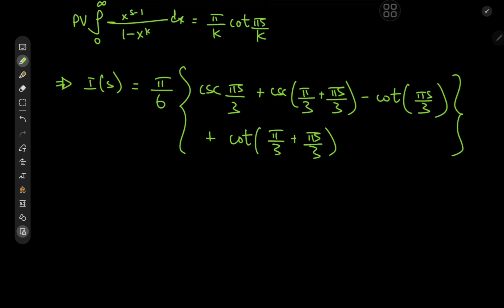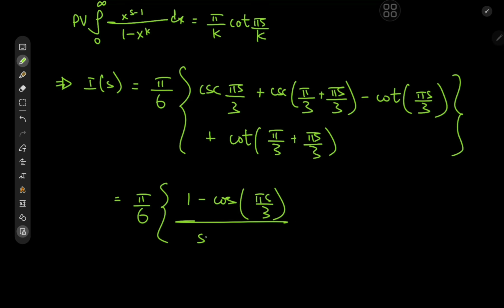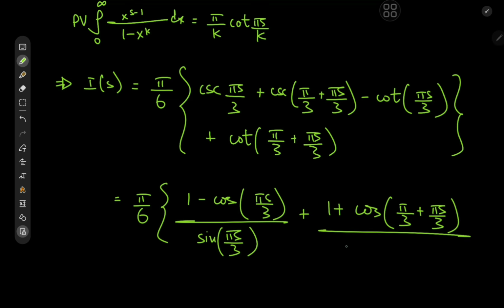We know that cosecant is 1 over sine, and cotangent is cosine by sine. So we have, again, pi by 6 times, first up we'll have 1 minus the cosine of pi s by 3, divided by the sine of pi s by 3, plus we also have 1 plus the cosine of pi by 3 plus pi s by 3, divided by the sine of pi by 3 plus pi s by 3.